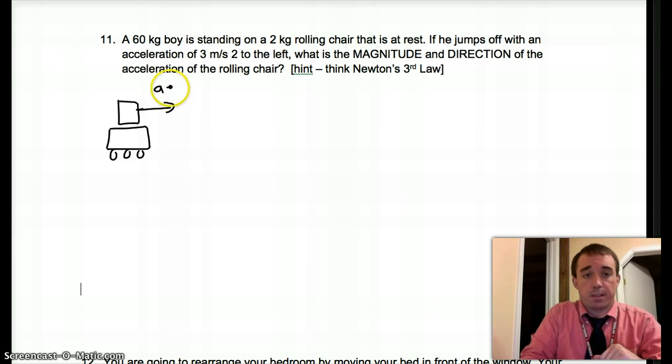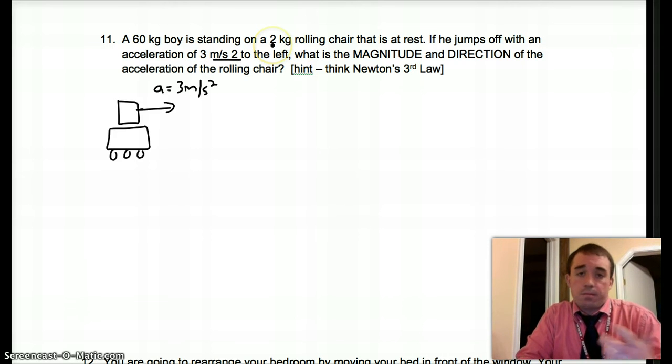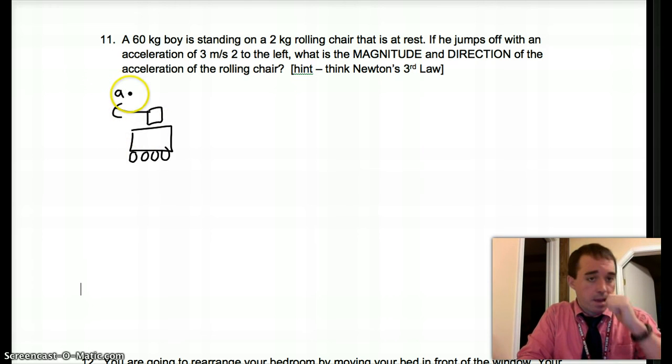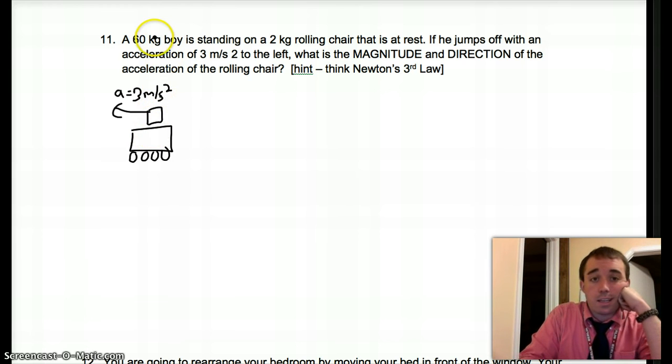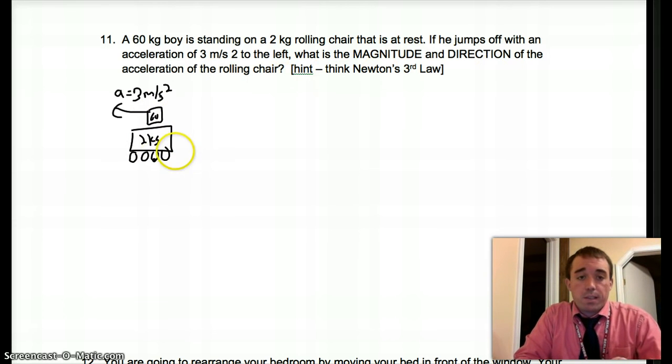And when he does, his acceleration is going to be 3 meters per second squared to the left. Sorry about all this. I don't know why it's messing up. Oops, redraw. Do it right. 3 meters per second squared to the left. And the kid is 60 kilograms standing on a 2 kilogram chair. So we have to figure out the magnitude and direction of the acceleration of the car.